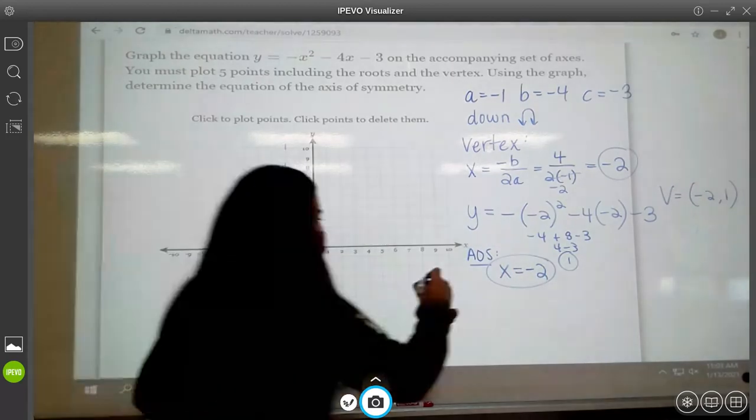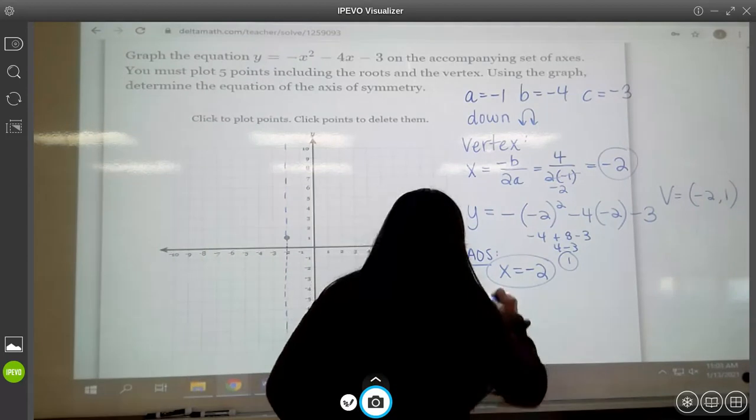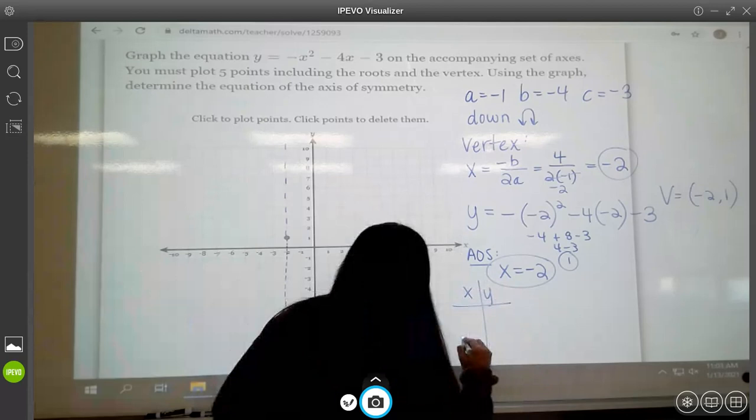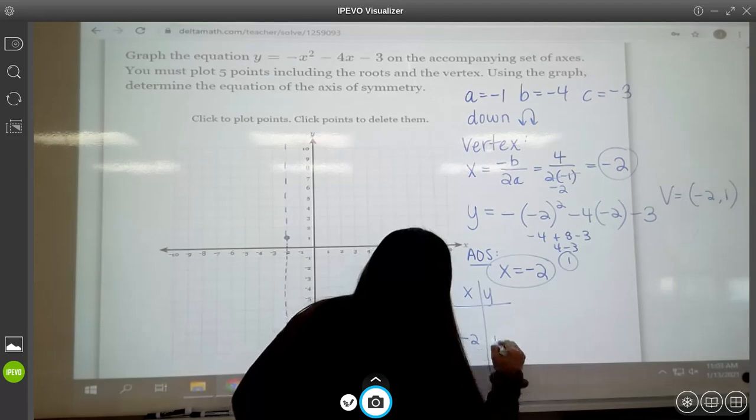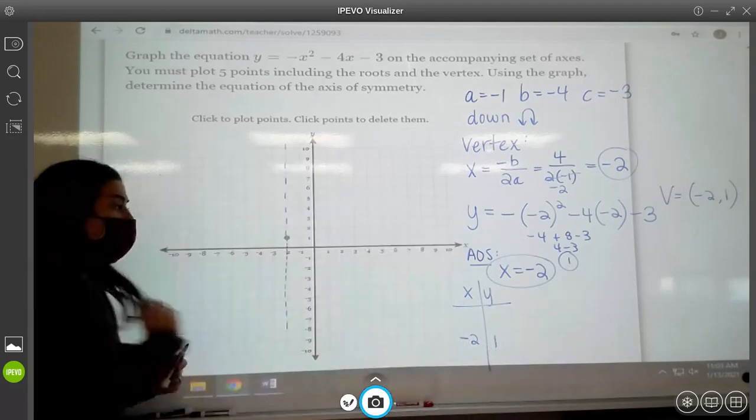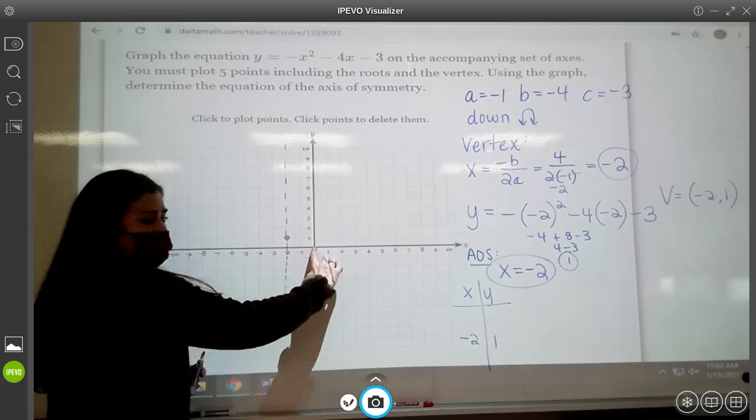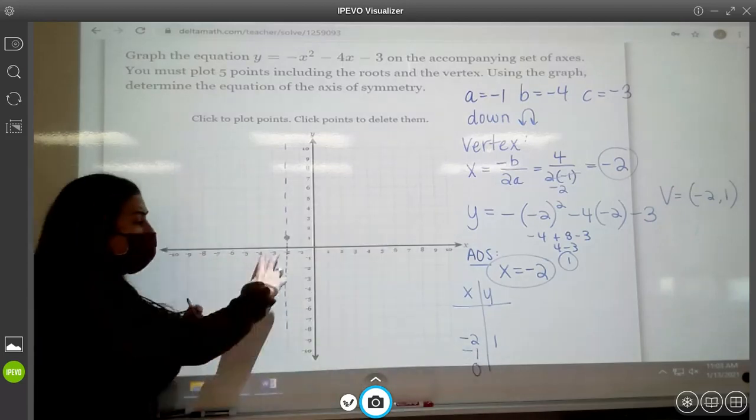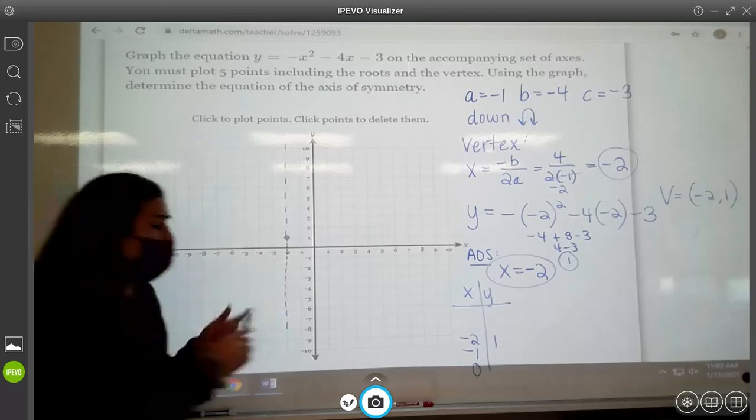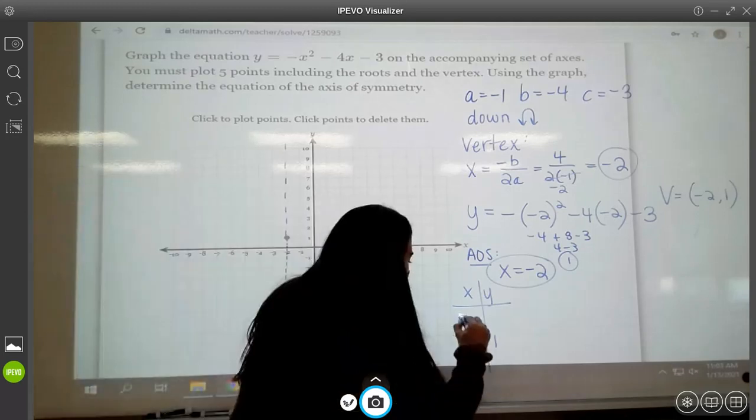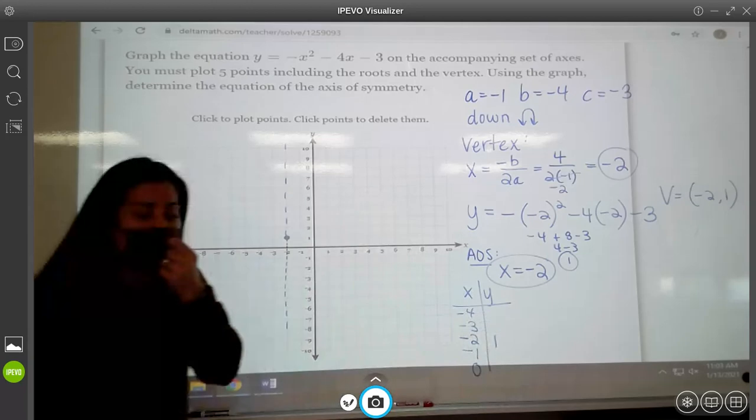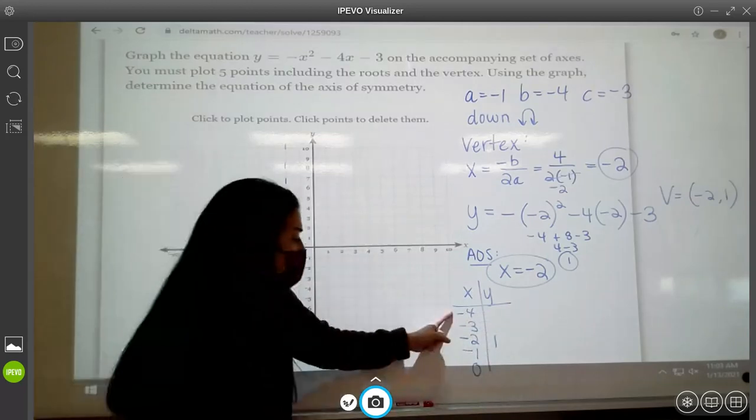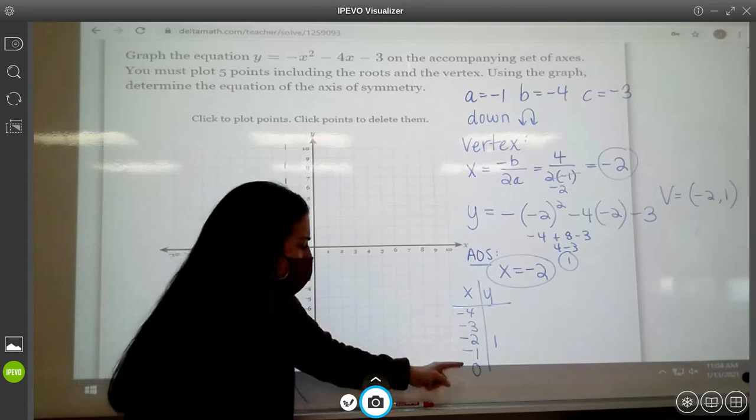All right, now let's make our table. Let's get this graph. All right, let's put our vertex in the middle. And then we're going to pick 2 numbers to the right, which would be -1 and 0. And then we're going to pick 2 numbers to the left, -3 and -4. And again, please make sure they go in that order from left to right, from smallest to biggest: -4, -3, -2, -1, and 0.